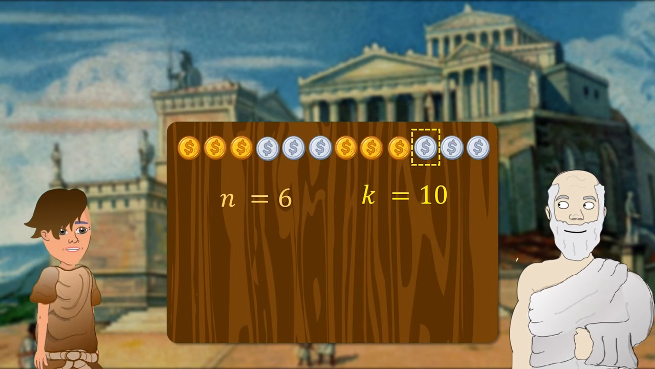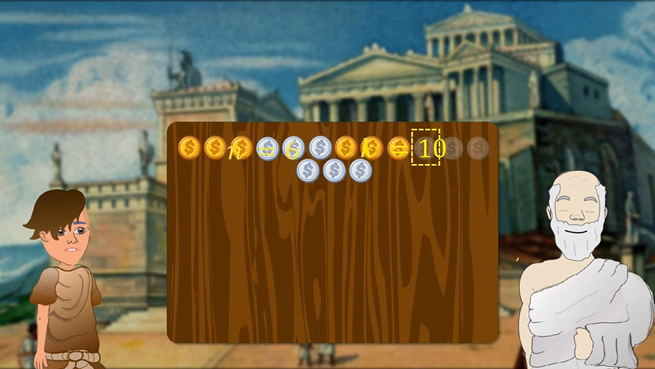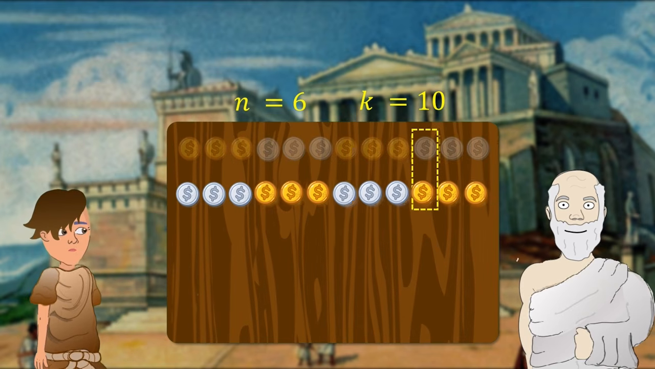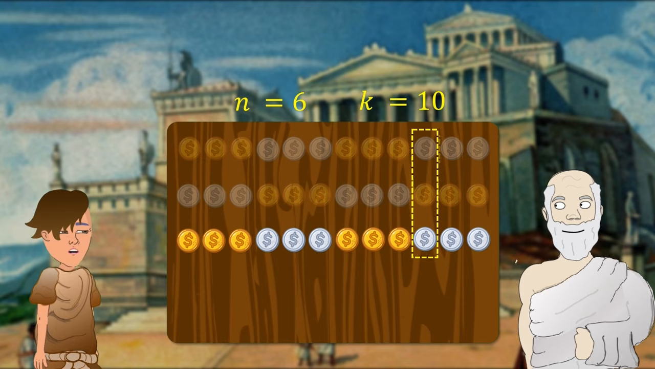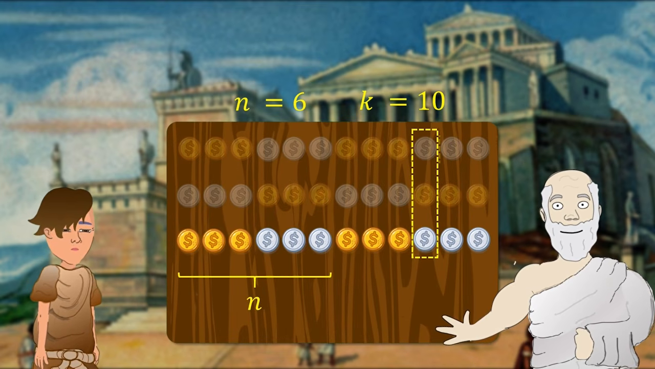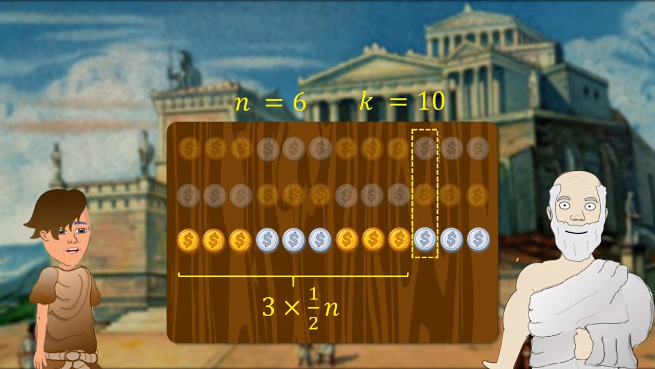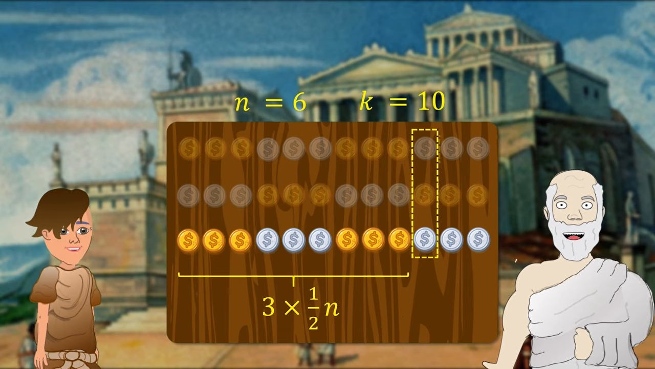But for n equals 6, k equals 10, the coins could be arranged in chains of length 3 like this. Every chain removed would extend to the end of the row, so the number of chains would never reduce. Yes. Are you ready to state the solution to our problem? I think so. K should be at least as large as n, but no larger than 3/2 of n. That is correct.